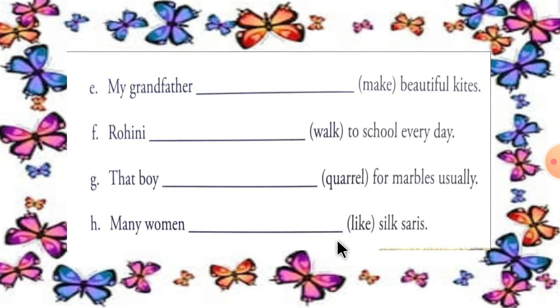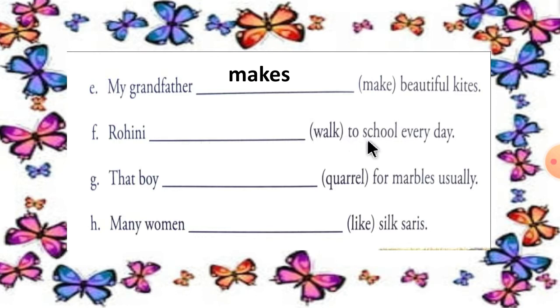Now let's move to the next fill in the blank. My grandfather dash beautiful kites. In bracket make. So the answer is makes. My grandfather makes beautiful kites. Then Rohini dash to school every day.